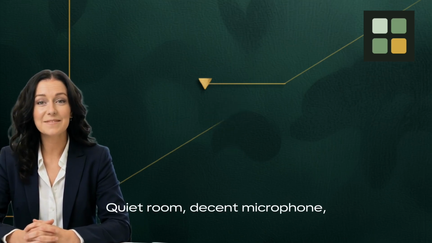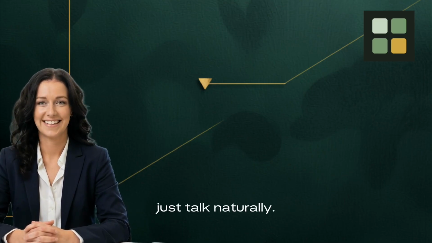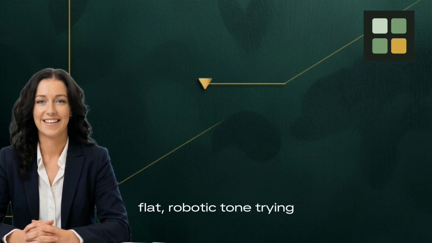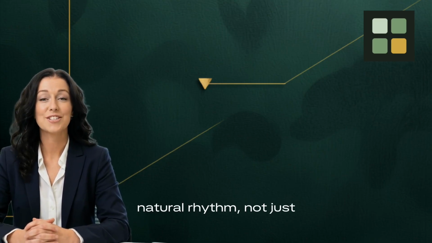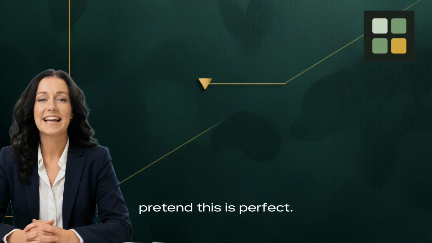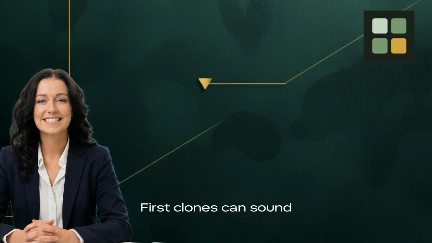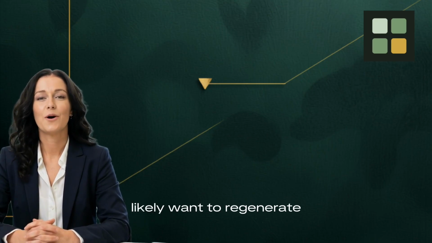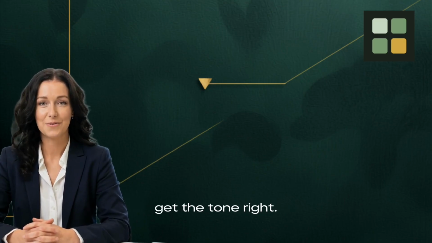Quiet room, decent microphone, just talk naturally. Don't read in a flat robotic tone trying to sound clean. Talk how you'd talk to a friend. The AI clones your natural rhythm, not just your accent. I'm not going to pretend this is perfect. First clones can sound slightly flat, and you'll likely want to regenerate once or twice to get the tone right.